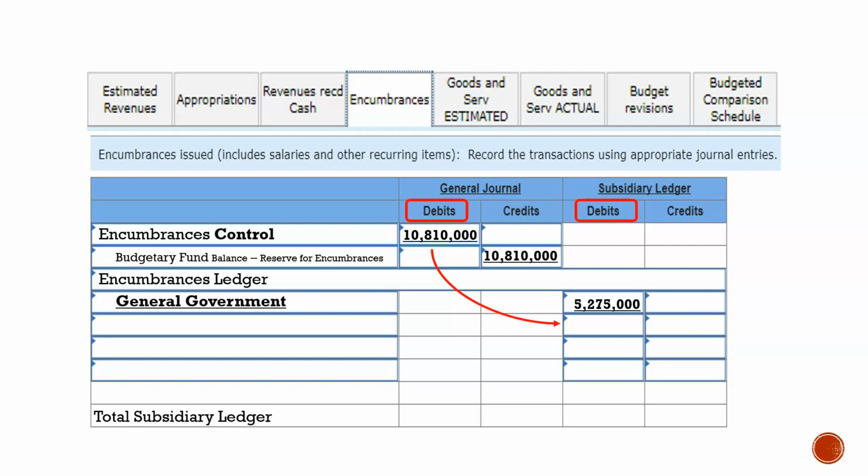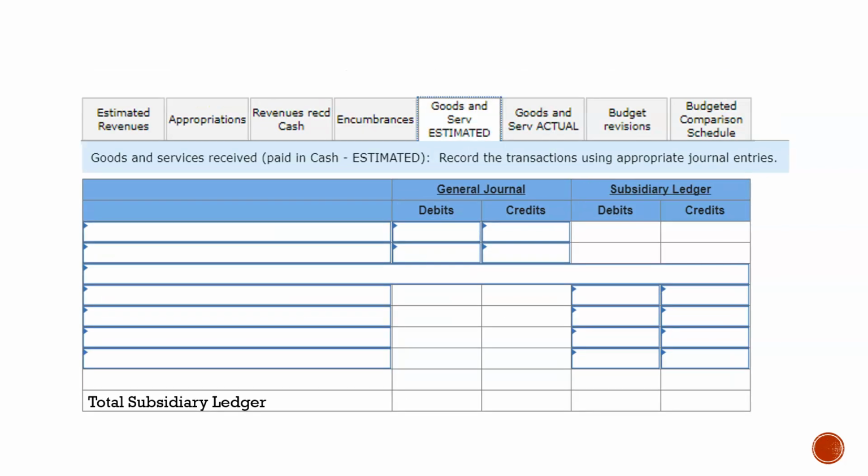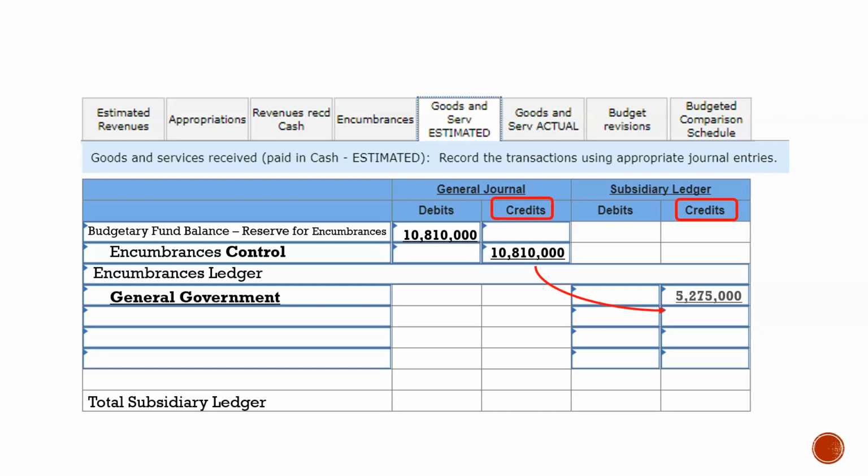And then again, this is just the subsidiary ledger of this. We see we've encumbered some for general government, some for culture, some for health and welfare. Total subsidiary ledger, $10,810,000. So this is our goods and services estimated. So this is when we received those goods and services. We're going to back out the estimated portion of that. So we are going to reverse that $10,810,000.